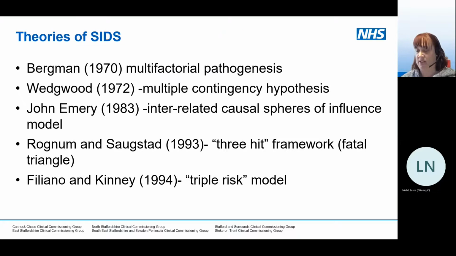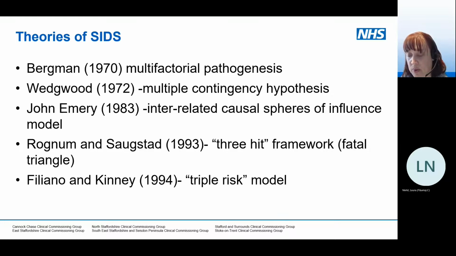So these are the theories of SIDS. You can see that research has been ongoing over quite some time. We'll start with Bergman in 1970, whose theory was multifactorial pathogenesis. He argued that SIDS wasn't caused by a single characteristic, but by an interaction of multiple risk factors. And then in 1972, Wedgwood agreed with this.